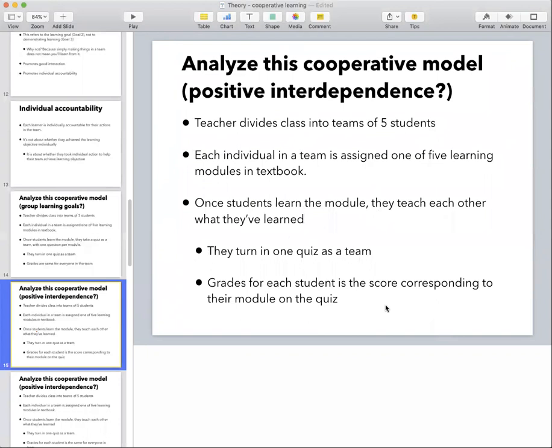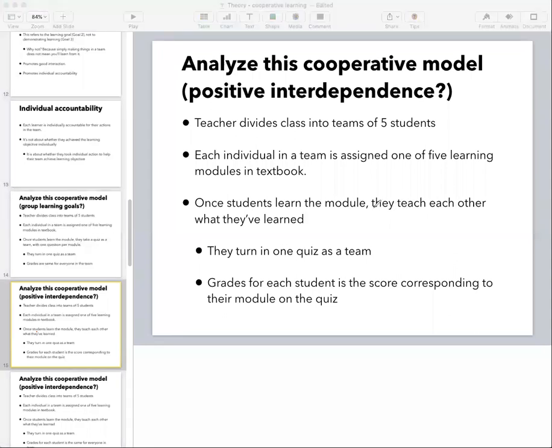Now, for a moment, ignore whether or not they're going to actually engage in teaching each other. This, we acknowledge, is kind of difficult to enforce. But let's say that that does happen. The question here is: is there positive interdependence on this team? Will students actually help each other learn given how they're being graded?